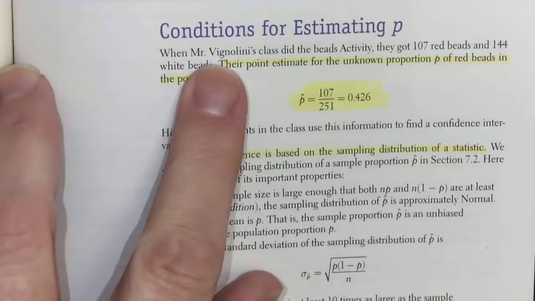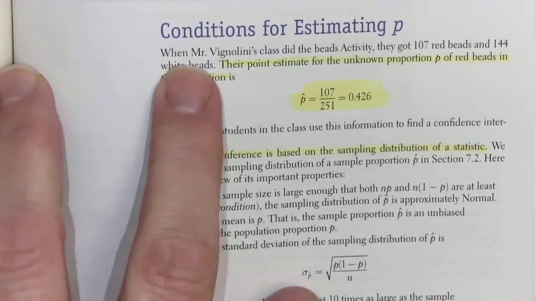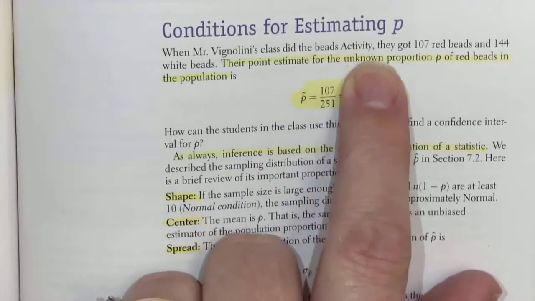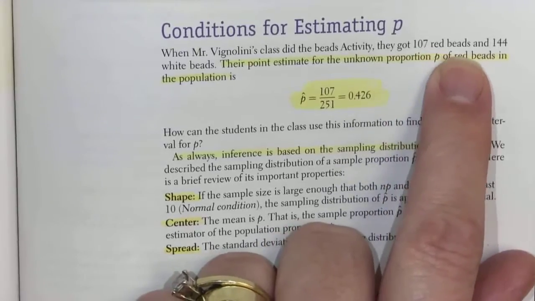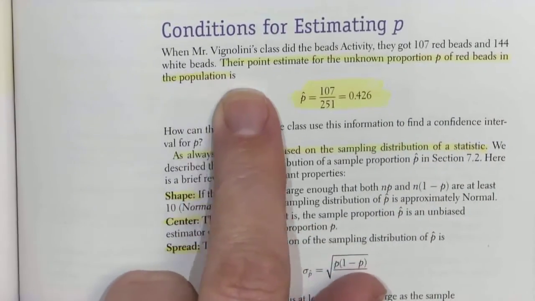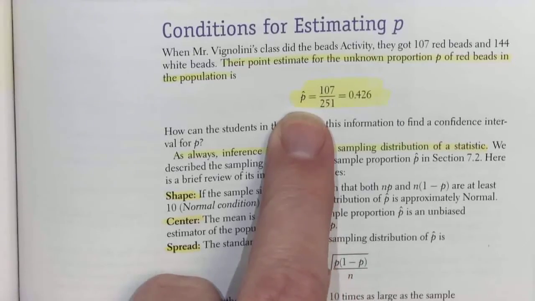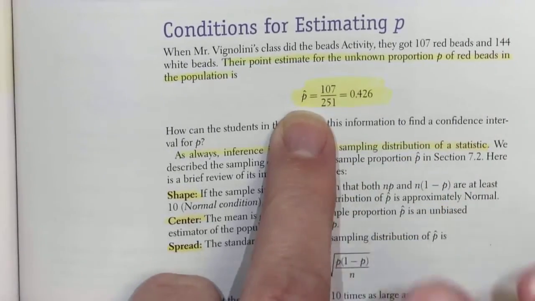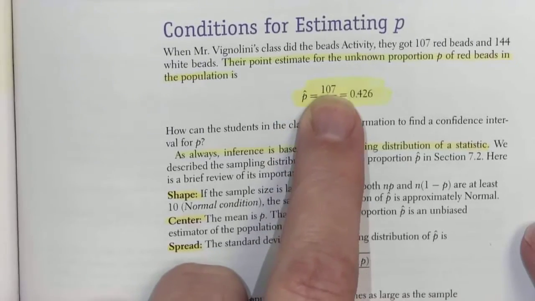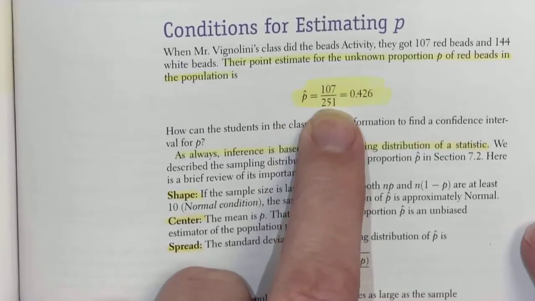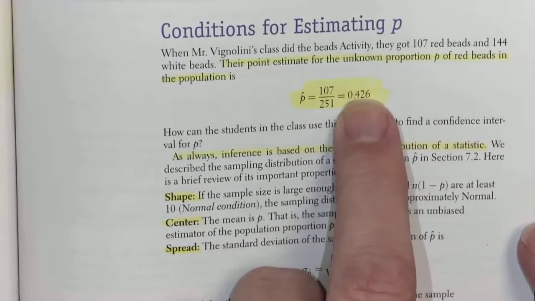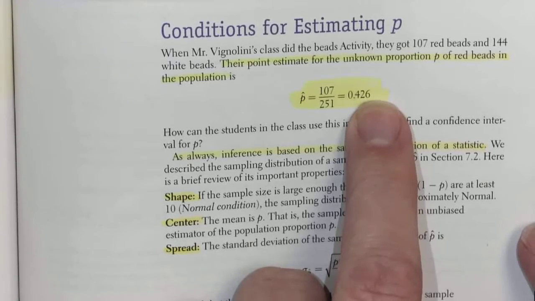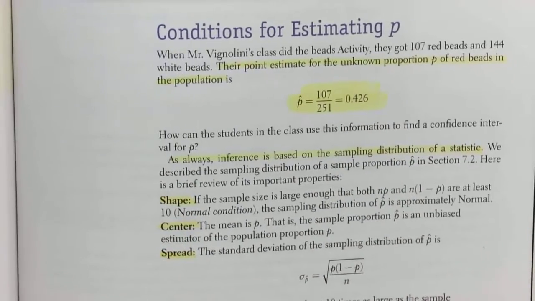Okay, conditions for estimating P. When Mr. Vignolini's class did the beads activity on this page, they got 107 that were red and 144 that were white. So their point estimator is the sample proportion, right? Like when we did sample mean, the point estimator was the sample mean. So this is 107 out of 251. If you add them together, you get the 251. So 0.426, that is the sample proportion, or 42.6%, however you want to say it.